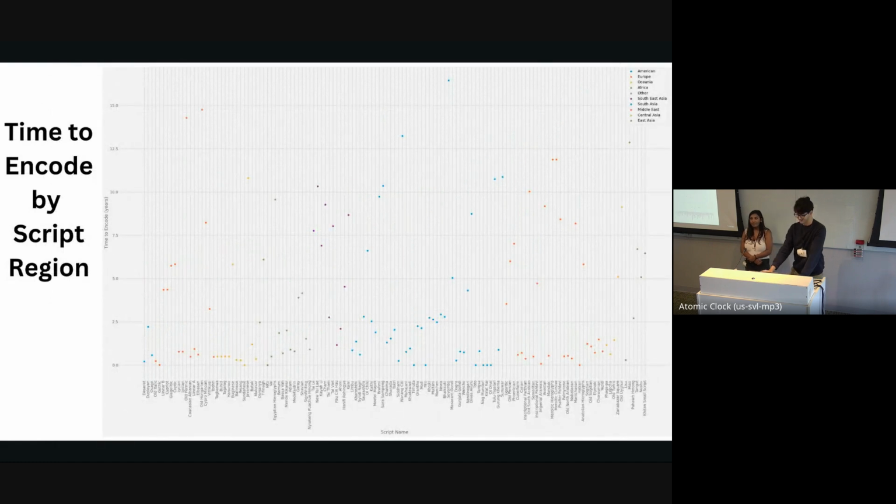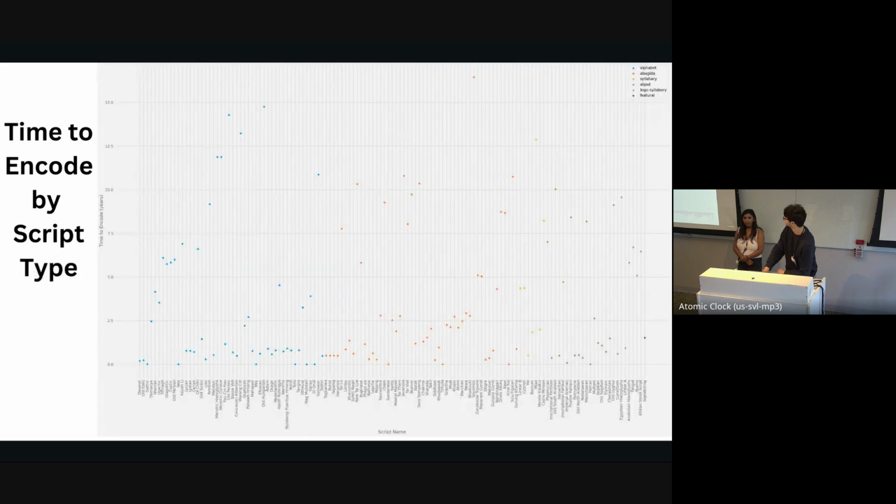Past that, we didn't really find anything significant in terms of what causes any patterns in how long it takes to encode. We didn't see a discernible pattern in time to encode across the different regions scripts originate in. There's a legend up there: blue dots are Americas, then Europe, Oceania, going down, sorted by those regions. We didn't see any trends on what region it was and how long it took to encode.